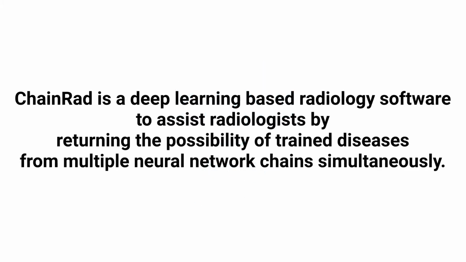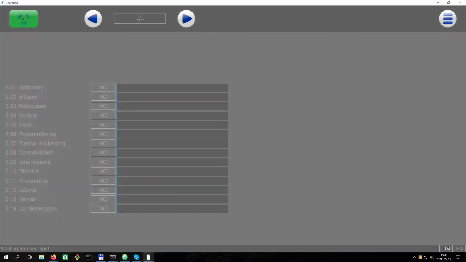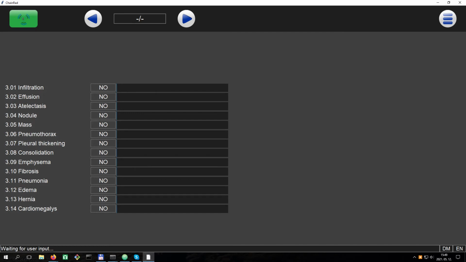ChainRad is a deep learning-based radiology software to assist radiologists by returning the possibility of trained diseases from multiple neural network chains simultaneously. We made a working demo for chest X-rays to show the conception of our idea.